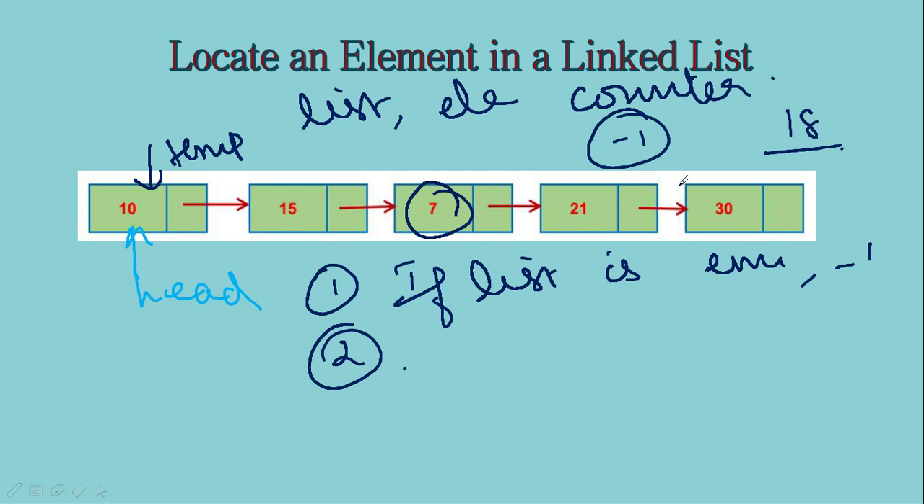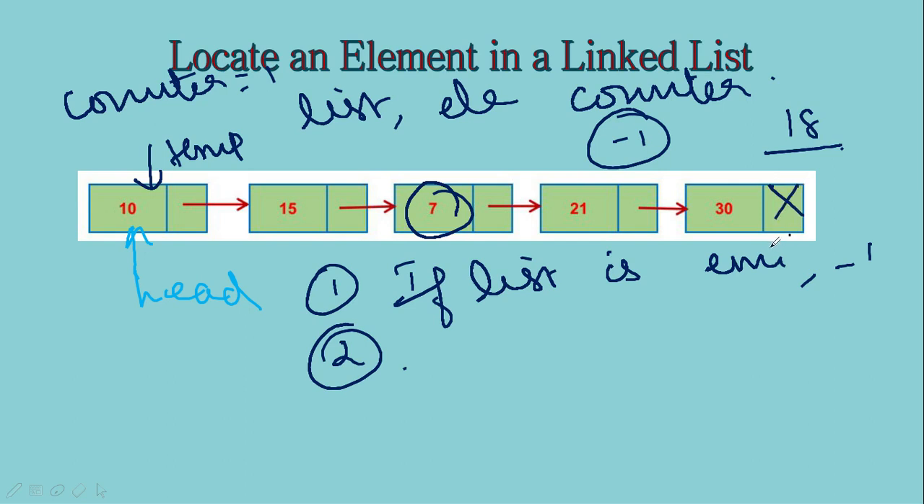So I need a counter, and that counter will be initialized to 1, because it is indicating the position of temp. Temp is initially pointing to the first node, and the counter is 1. Let us write the algorithm like: while temp is not equal to null. What I mean is, I am going to make temp move through the nodes in the linked list, until it goes beyond the last node.